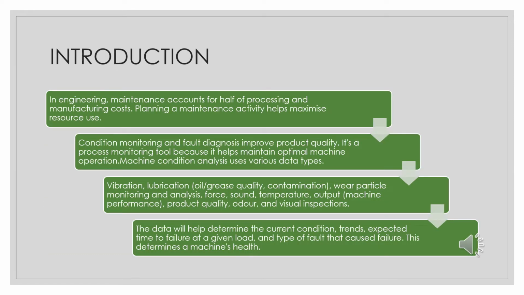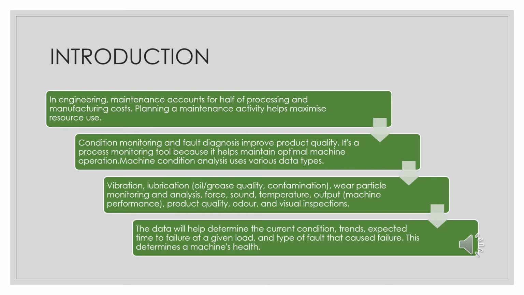Introduction. In engineering, maintenance accounts for a half of processing and manufacturing costs. Planning a maintenance activity helps maximize resource use. Condition monitoring and fault diagnosis improve product qualities. It's a process monitoring tool because it helps maintain optimal machine operation.